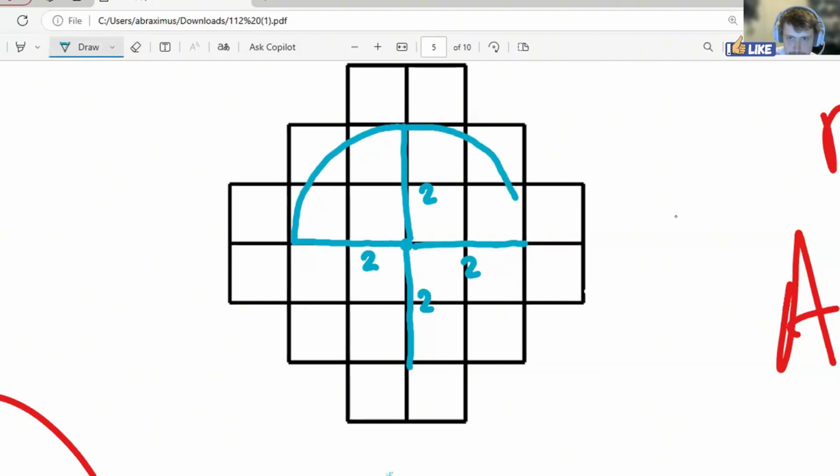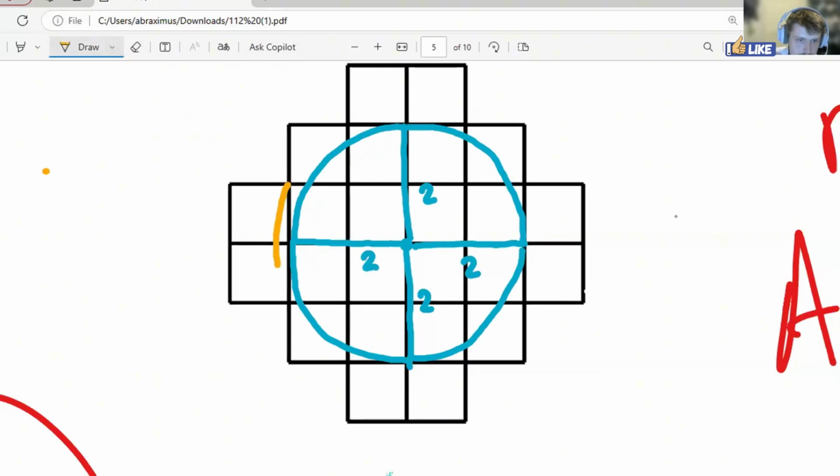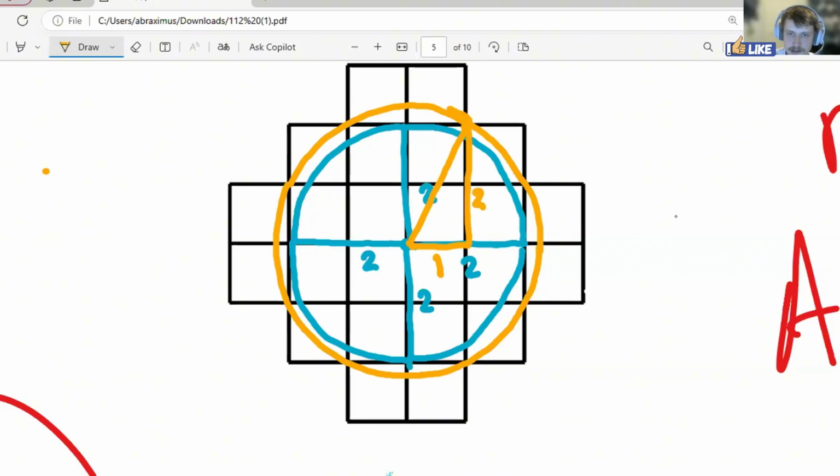If this was a balloon, then we could keep blowing more air into this thing. And actually, the one that we want goes slightly outside of 2, slightly longer than 2. But it does go through all of these corners. So it goes out here. That is 1 this way and 2 this way.